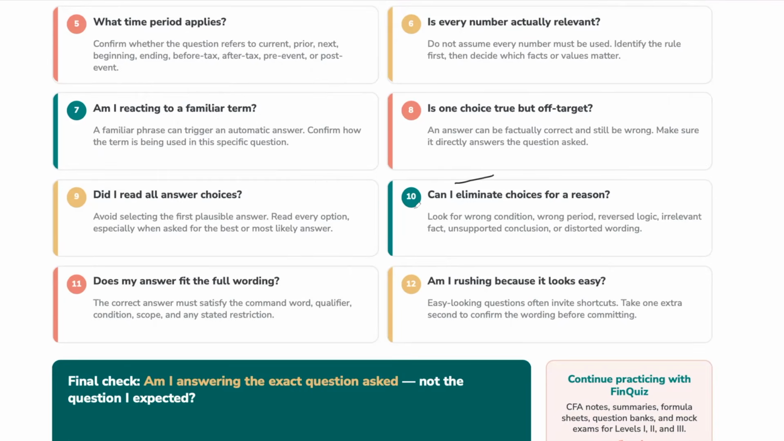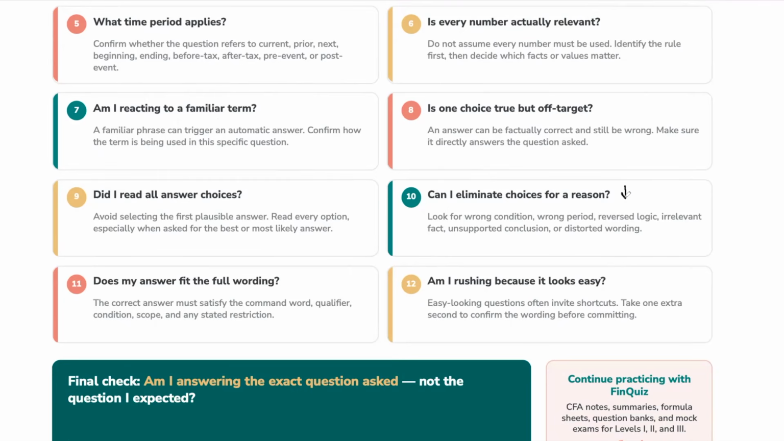Then we come to elimination. Can I eliminate choices for a reason? This is how stronger candidates think. They do not just say, I like B. They say A is wrong because it uses the wrong period. C is wrong because it reverses the relationship. B fits the condition. That is a much calmer way to answer questions.